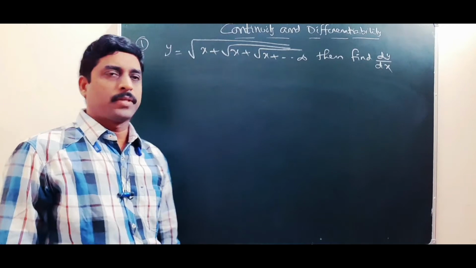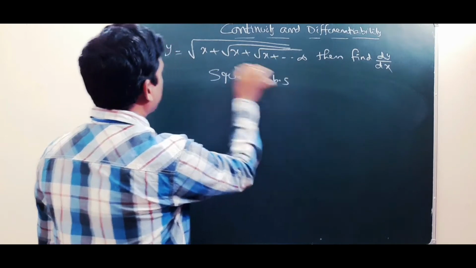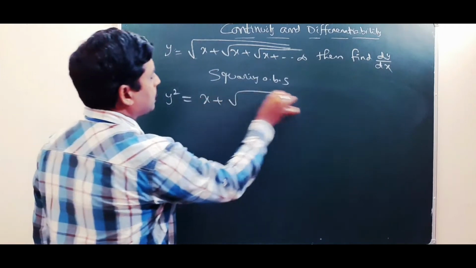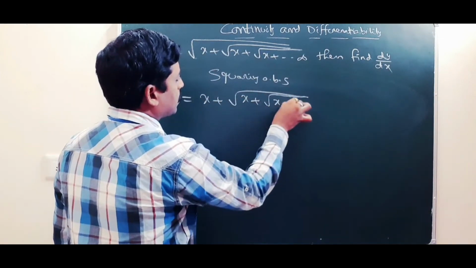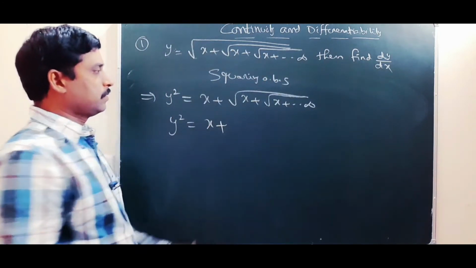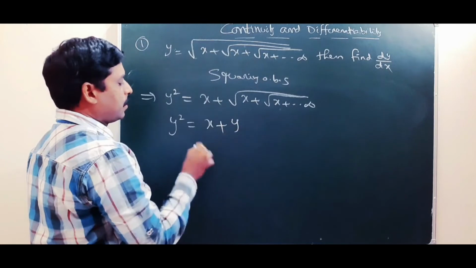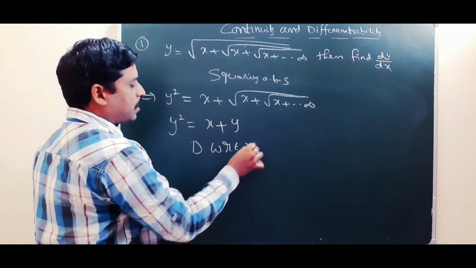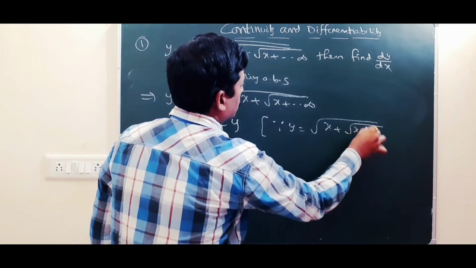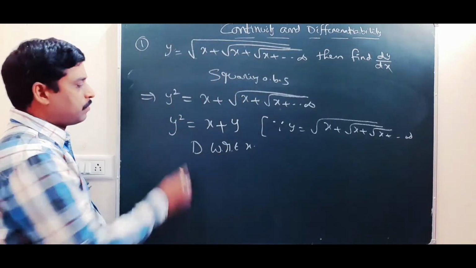Okay, now let us explain according to the process. Squaring on both sides first. So y square is equal to x plus root under x plus root under x plus and so on up to infinity, where the root gets cancelled. Okay, y square is equal to x plus, and in this place we should write y. This is the statement. Okay, so now differentiation with respect to x on both sides.